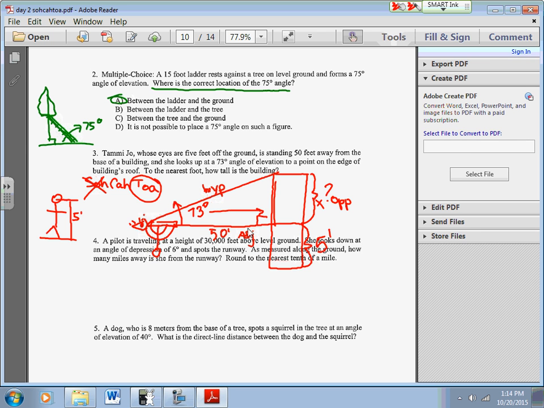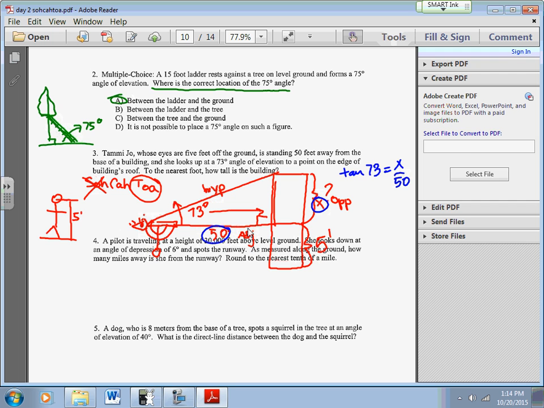Hypotenuse is always opposite the 90-degree angle. Okay? So you're going to end up using tangent, which has opposite and adjacent in it, and you know 2 out of those. You have the angle measurement. So you would write tangent of 73 is equal to x over 50.